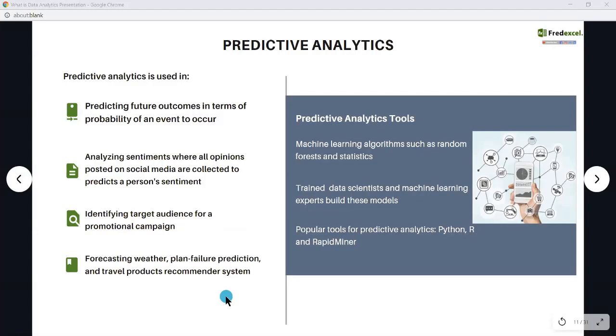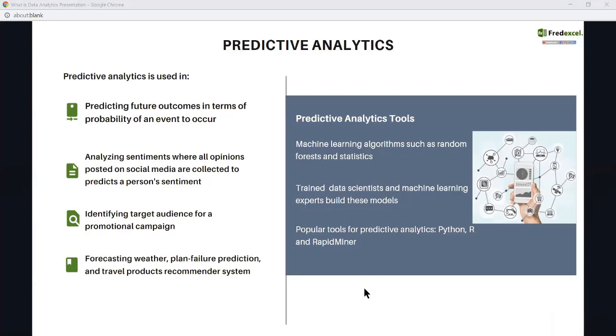Then we come to forecasting weather, plant failure prediction, and also travel products that a recommender system will suggest. Basically, as the name goes, predictive analytics has to do with predicting into the future, and that's what people are really catching up with. We have machine learning algorithms, as I said, such as random forest and others. Then we have trained data scientists and machine learning experts. They build these models, and so that builds more on programming.